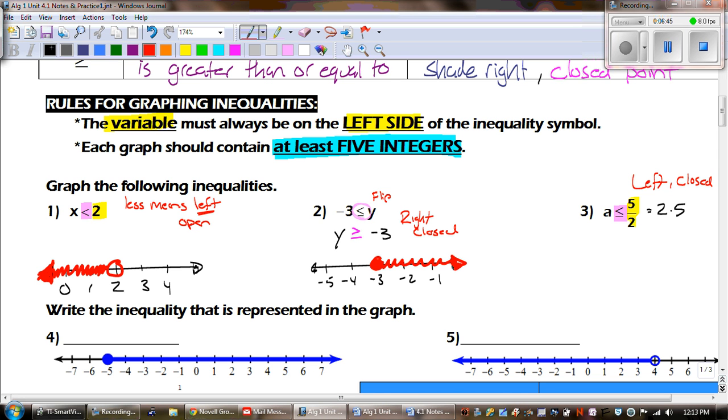Okay, so when it's in the middle like that, what we're going to do is first draw your number line. Okay, and I know that it's going to be in between 2 and 3. All right, so as I draw it, I know it's closed at 2.5. I'm going to do the best that I can, and then it's everything to the left.